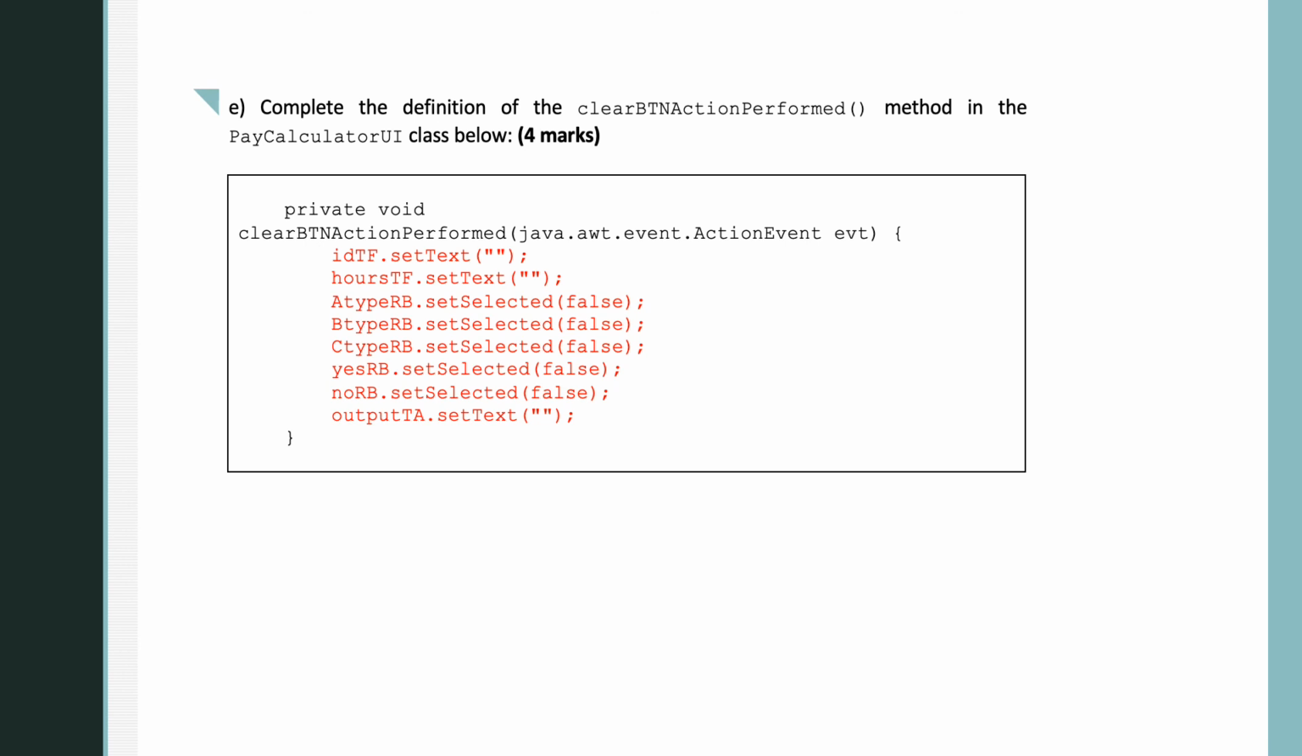For our radio button, we need to do it one by one. So we have A type radio button dot setSelected, set it to false. We would do the same for B type radio button, C type radio button, and also our yes and no radio buttons. For our text area that we call as output TA, we need to clear that part as well. So we would write output TA.setText empty string. And that's all for all the questions in lab test 2.